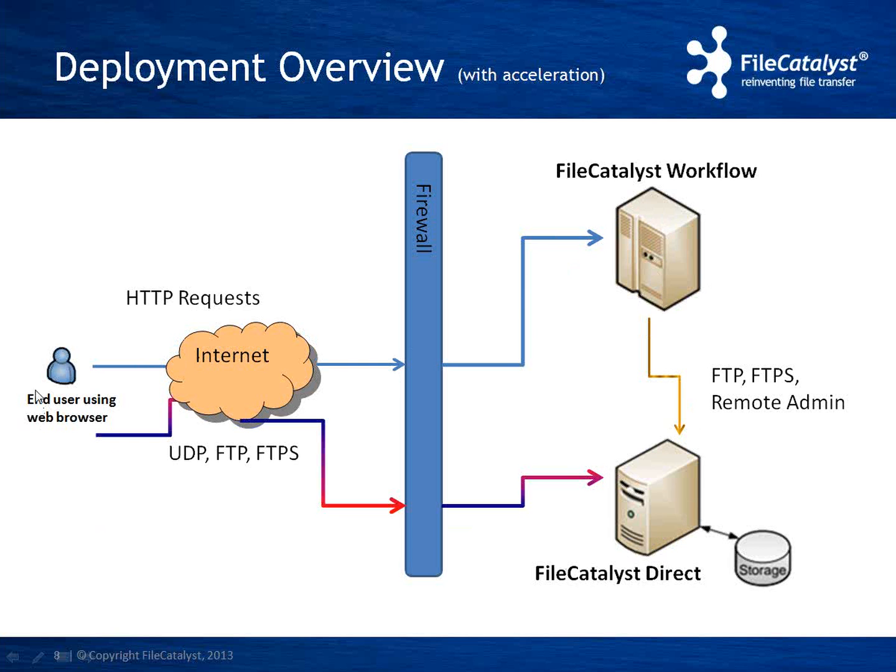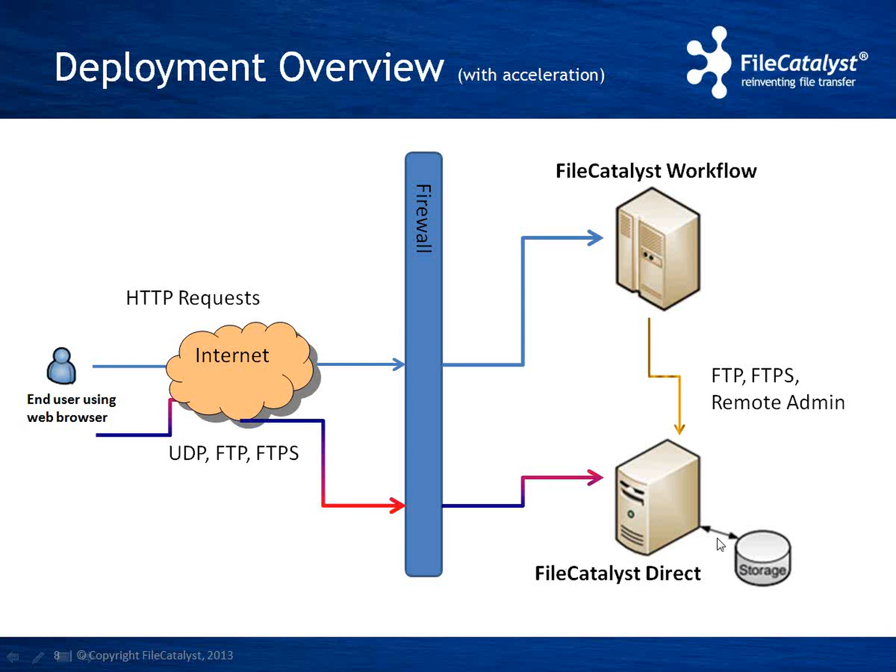Now, if the transfers are set to either UDP, FTP, FTPS, or FTP multiple stream, what's going to happen is that the file transfer is going to open its own stream of data, also going through the internet, through your firewall, and directly to your FileCatalyst Direct server. And since your FileCatalyst Direct server is connected to the storage, this is where you end up with all the files being dropped onto the storage.